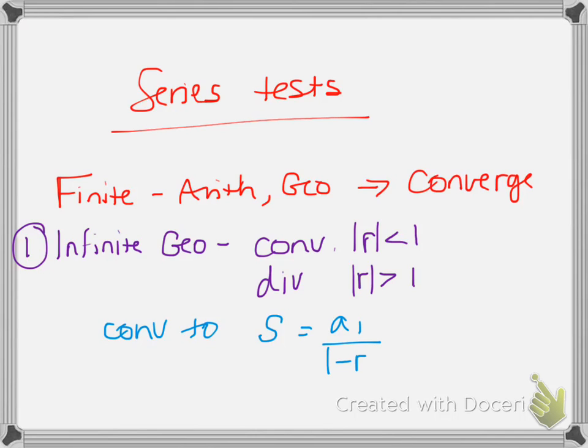Now, most of the series tests that we'll be talking about, we're going to be figuring out that they converge or diverge, but we won't always find the sum. Geometric is one of the special ones where we can figure out what the sum is. Most of the other ones, we can't figure out the sum. We just know that they're getting really, really small or really, really big. So let me just give you an example or two.